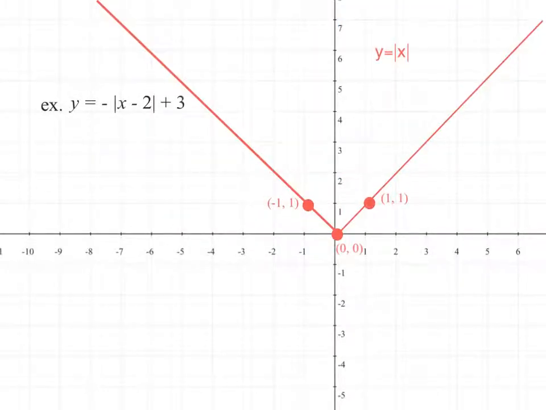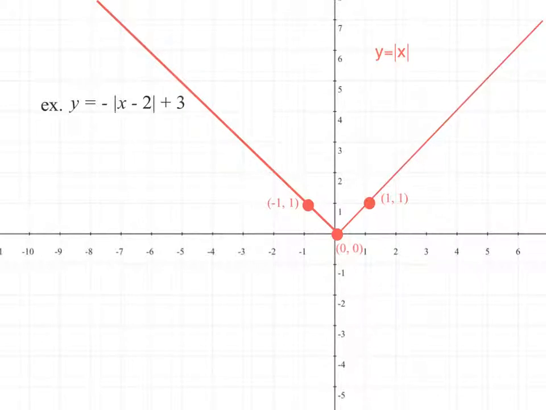All right, one more. In this one, y equals negative absolute value of x minus 2 plus 3. So this is the first time we've seen that negative out in front. The parent function from page 176 is y equals the absolute value of x. It's a V-shaped graph. There are 3 points that are nice to have on there: 0, 0, 1, 1, and negative 1, 1. Again, start by drawing this graph.